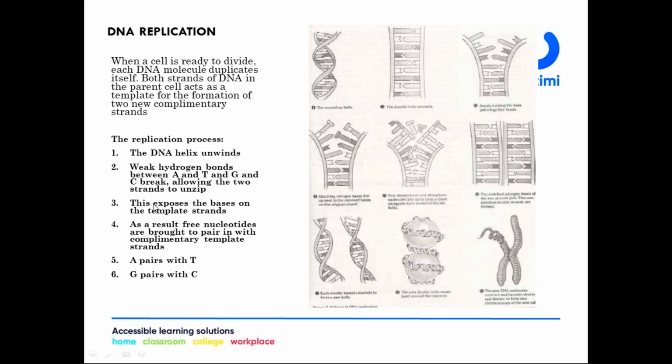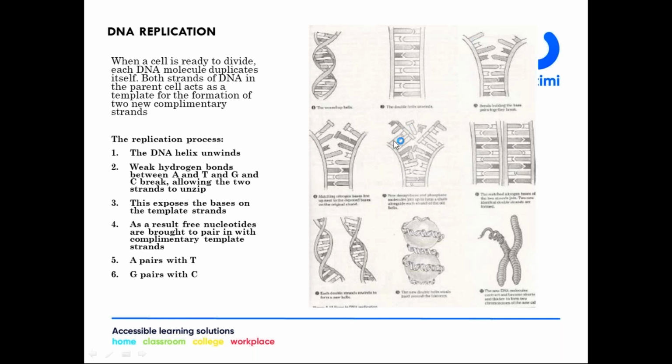Okay, this exposes the bases on the template strands. So they are now exposed, so they are ready to bond with other ones that are free flowing in the nucleus. As a result, free nucleotides are brought to pair in with the exposed complementary templates. Okay, so this was exposed and this one was exposed. So free nucleotides from the nucleus will see an opportunity to bond with the exposed one. Okay, as a result, we're gonna have two new DNA that's being formed.